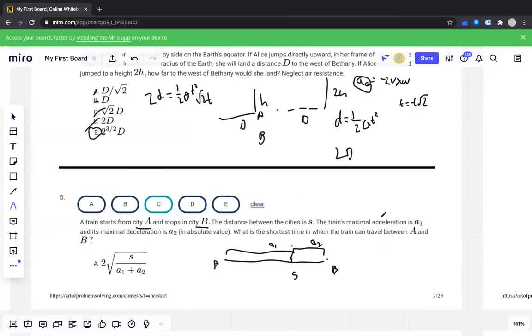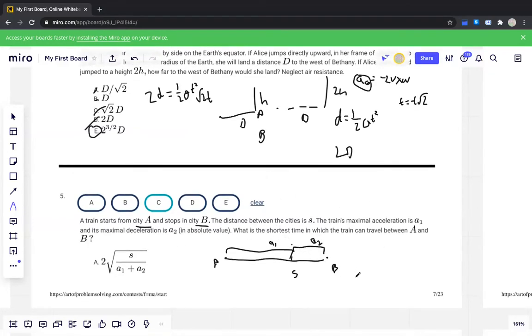So we want to find the time it will take for the train to travel the distance. We can do this by solving a system of equations. We know that at this point right here, when the train switches from accelerating to decelerating, the velocity at this point must be the same. So a1 times t1, where t1 is the time it takes to accelerate, must be equal to t2 times a2, where t2 is the time it takes to decelerate. So we have t1 times a1 equals t2 times a2.